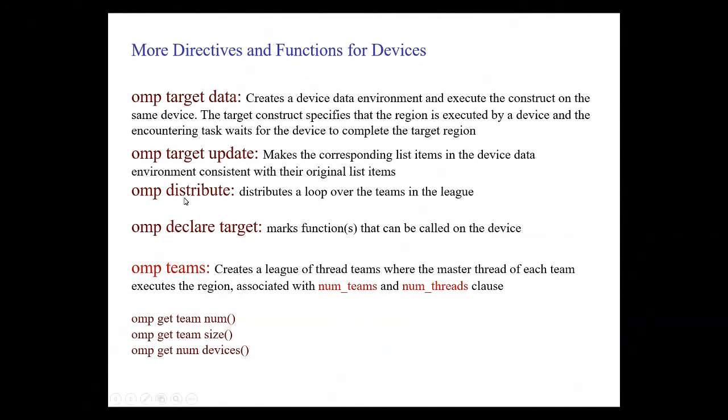And OpenMP distribute is built as a loop over teams, and it also has some others like declare target, and also they can have teams. It basically creates a team of threads, where the master thread of each team executes the region, and is associated with, say, the number of teams or the number of threads. So they have some other controls as well.